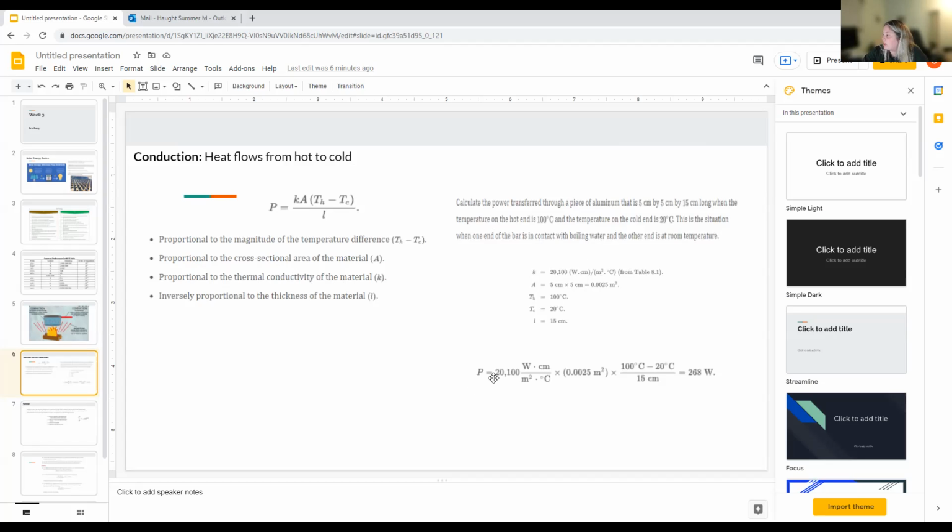Then they did all the math here and used this equation to calculate P is 268 W. You can see here they did 20,100, which is K, which is right here in the problem, times the area, which is this A, times the difference between the temperatures, which is right here, divided by 15, which is this L. And that's how they got 268.